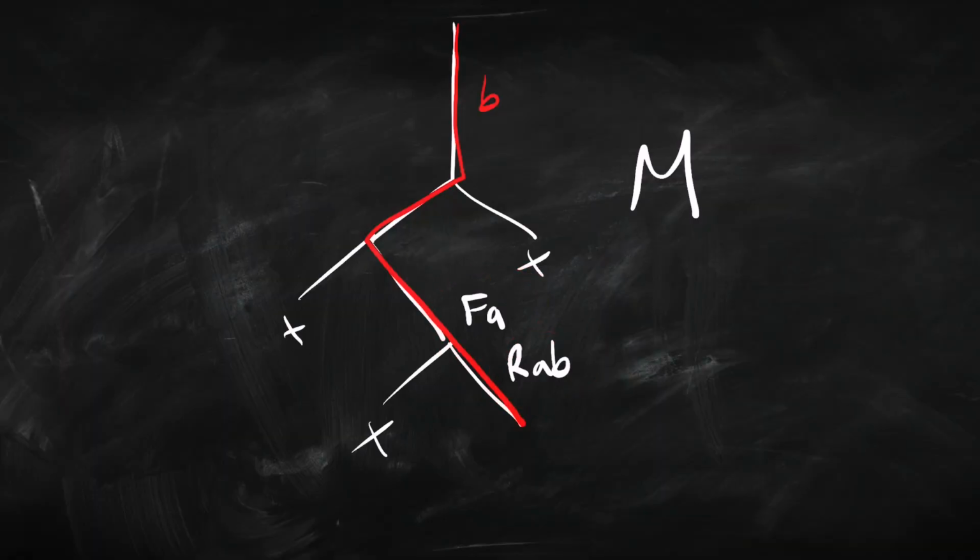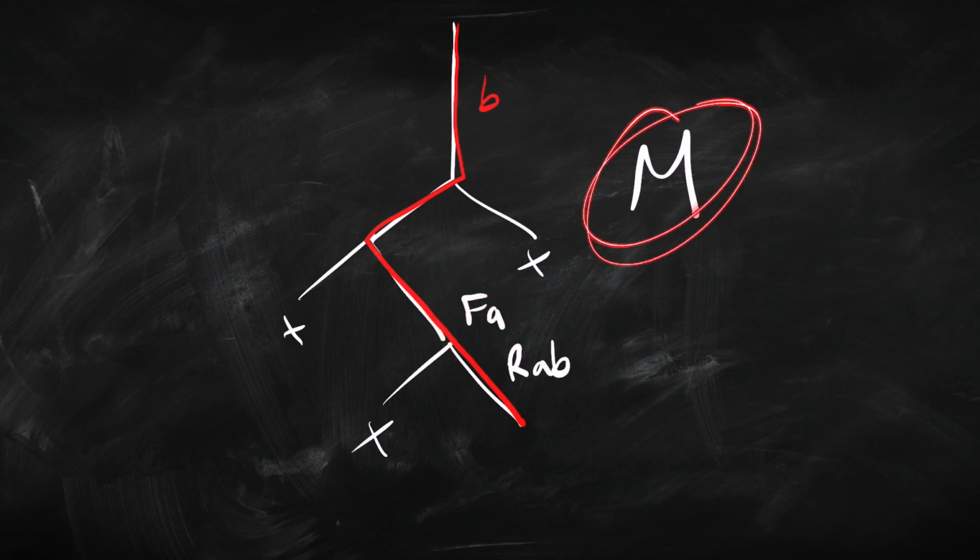And we want to show that if that sentence is on the branch, then the model makes it true. Well, that's pretty obvious because we built this model from the sentences that we find on the branch, right? So if we've got FA on the branch, then we put the information that the A thing should be part of the extension of F into our model.